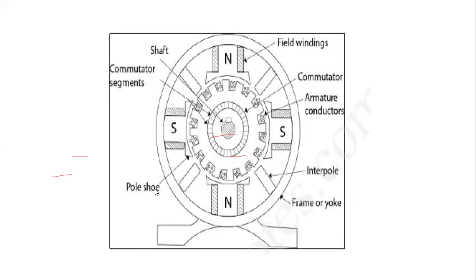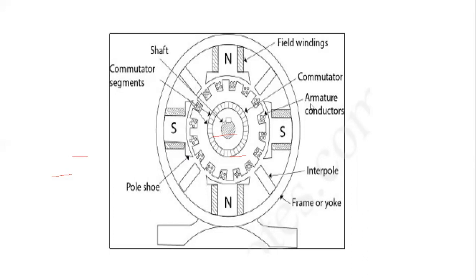The field winding is made of copper. The pole core is made of cast iron or cast steel. Next one is the pole shoe. The pole shoe is like this. It is used to give support to the pole core.